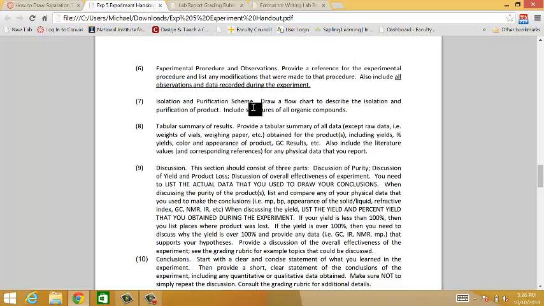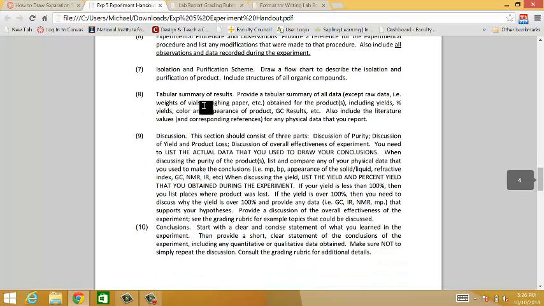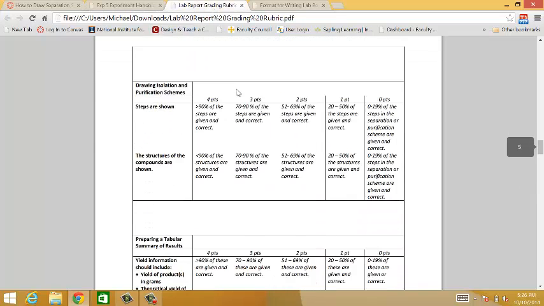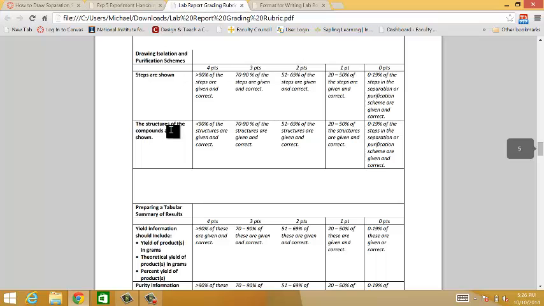So draw the separation scheme starting from when you put the cloves in the water in the round bottom. Make sure you include all the structures of the organic compounds. You're probably going to handwrite this unless you are super overly ambitious to cut and paste everything together. Alright, so isolation purification scheme, is that in my rubric? It sure is. Are all the steps shown? Are all the structures of the compounds shown? So, again, this is how you'll be graded on that. Of course, all the steps means it's correct.